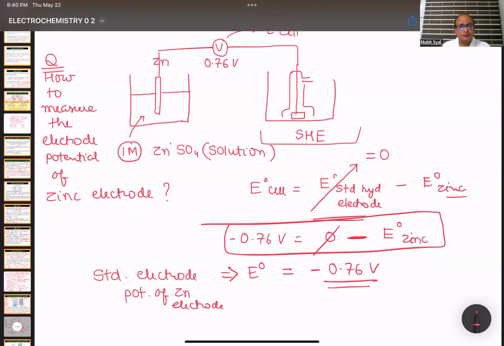What is the electrode potential value of standard hydrogen electrode? It is 0, we're assuming. 0 volt. How is it constructed? Can you explain it to me in a few words? How to make a standard hydrogen electrode?